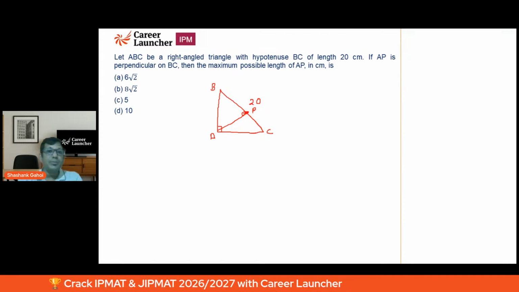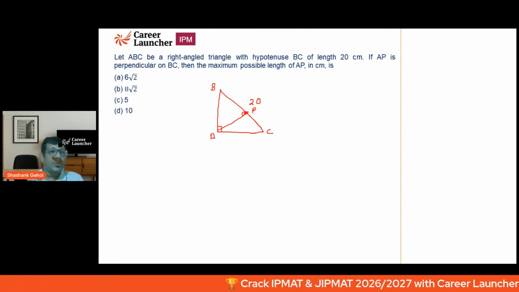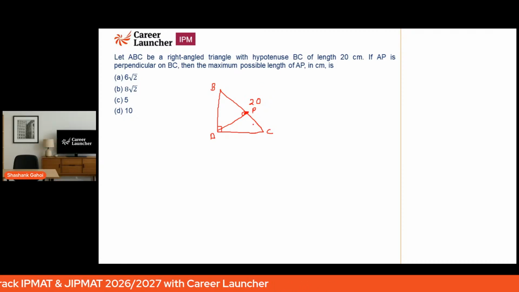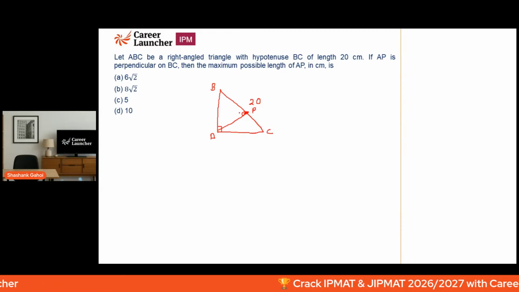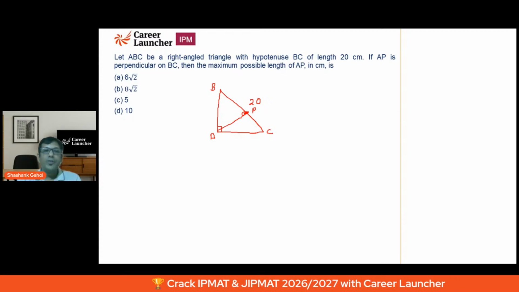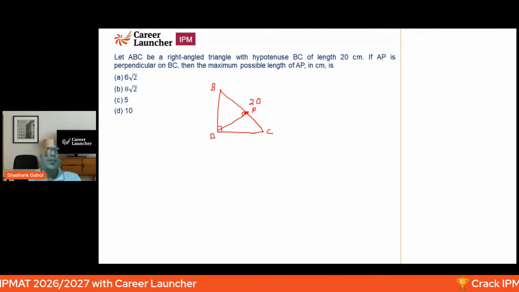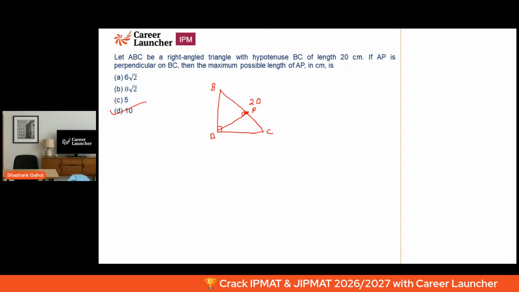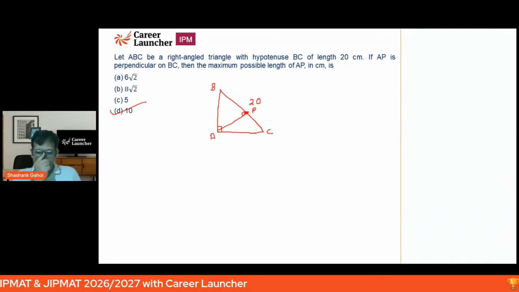the maximum possible length of a perpendicular in a right angle triangle is hypotenuse upon 2. It cannot be greater than this always. So if you don't know this concept, remember it, write it down, that maximum possible length from vertex to hypotenuse is going to be hypotenuse divided by 2. That is the maximum possible length. Otherwise, this length is going to be either 10 or less than 10. It cannot exceed 10 ever. So answer of this question is directly going to be option D. So if you haven't heard this concept, kindly note it down. And this is, I think, an important concept.